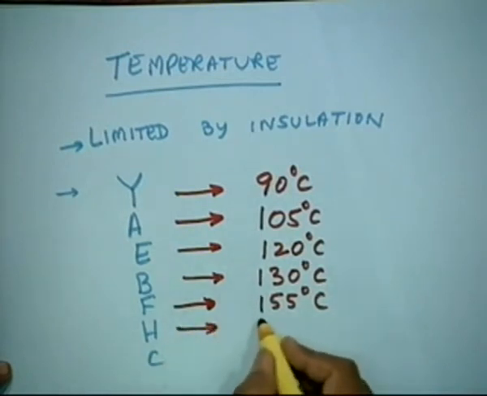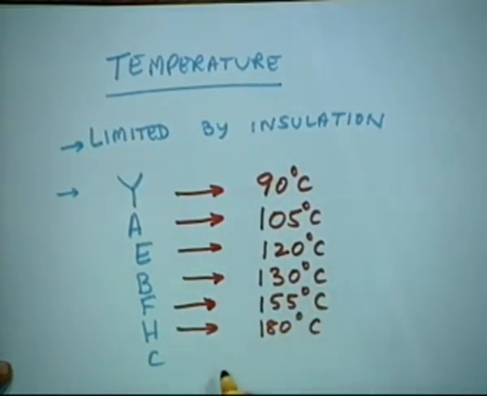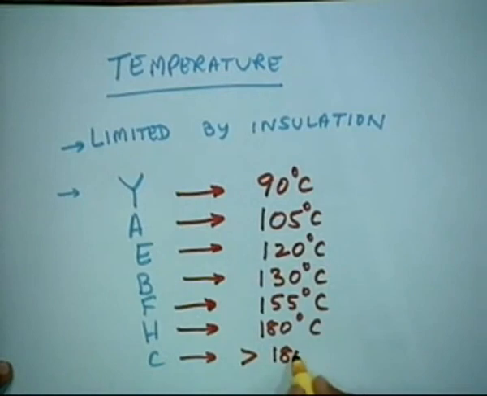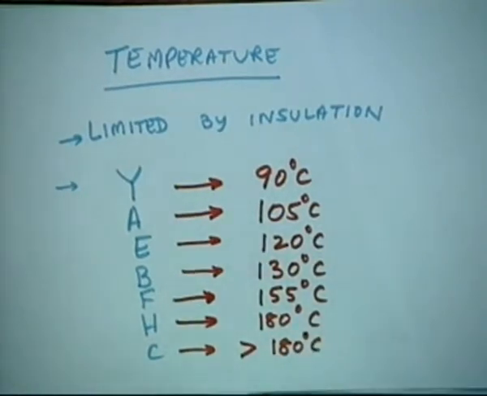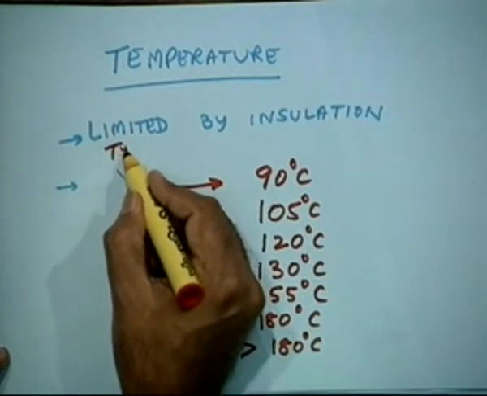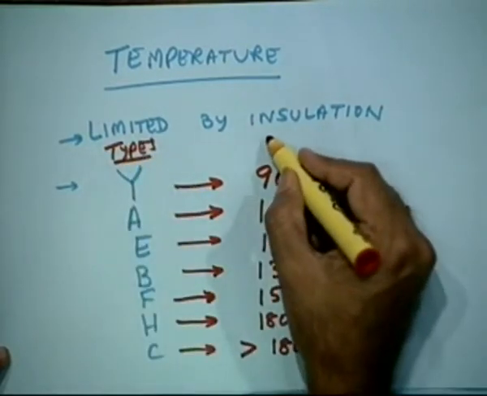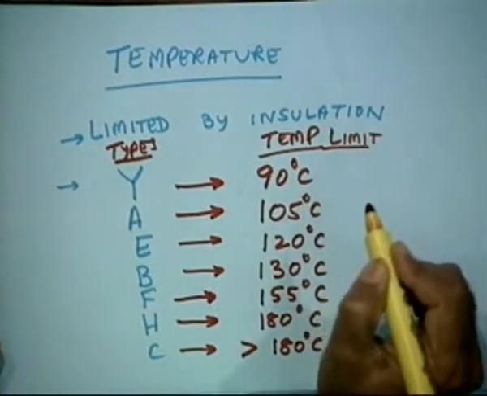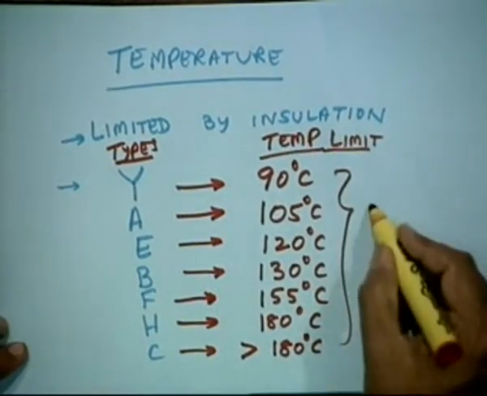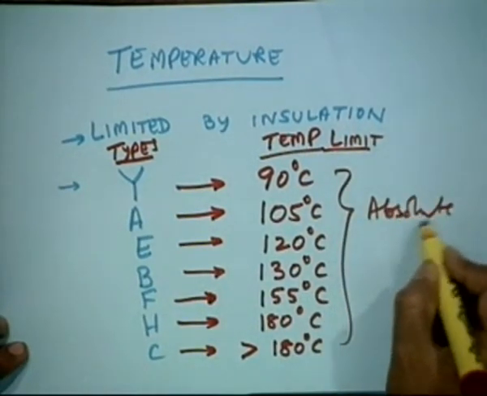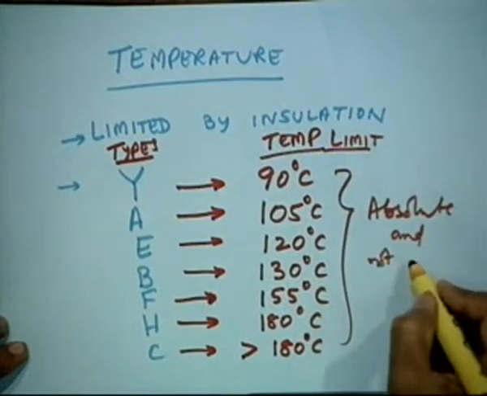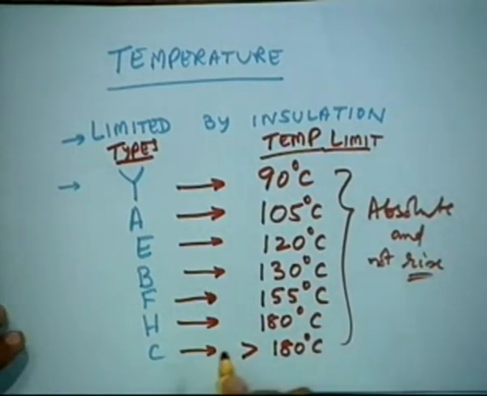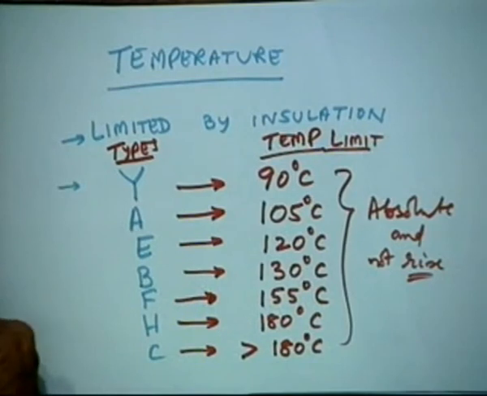And type H is 180 degrees centigrade, and type C is the highest, which is more than 180 degrees centigrade. So these are the types of insulation, and this is the temperature limit. This is absolute temperature and not rise. It's not rise above the ambient. This is one aspect.